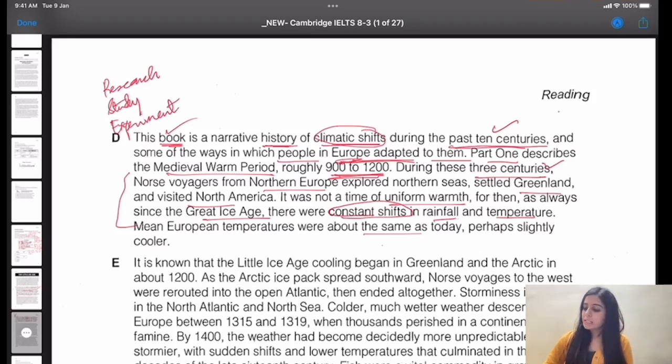And here, past 10 centuries. So each century is for how many years? 100 years. So past 10 centuries become 1,000 years. So yes, this particular paragraph is talking about a study or basically a research that has taken or that has happened or covered for the past 1,000 years.